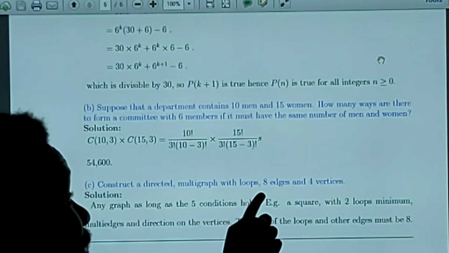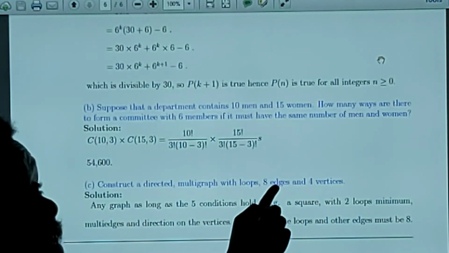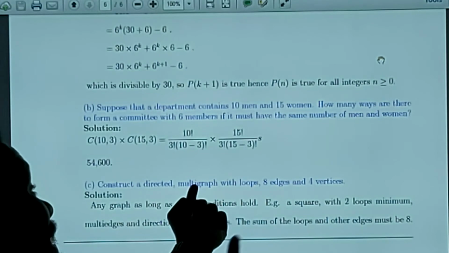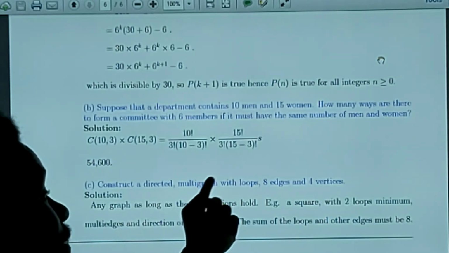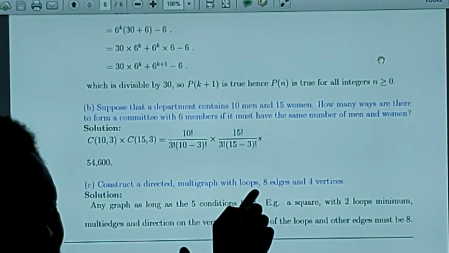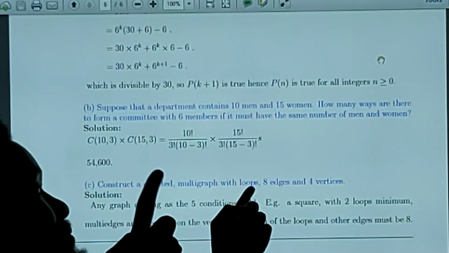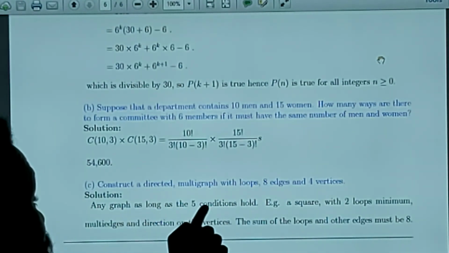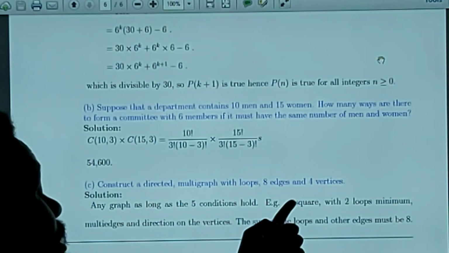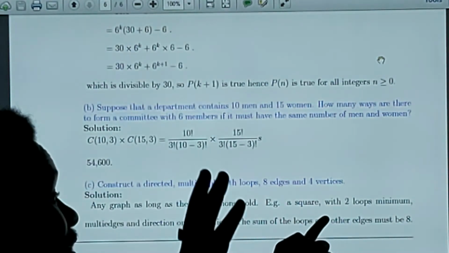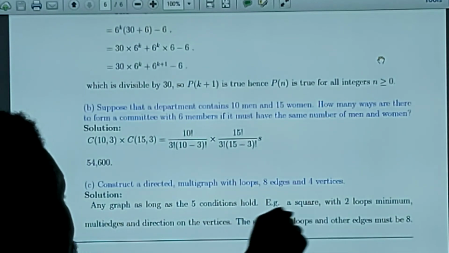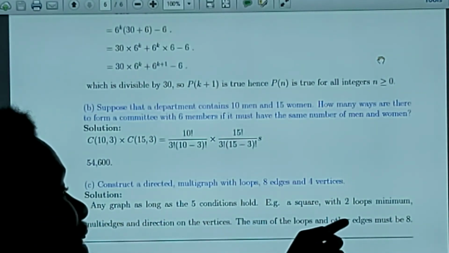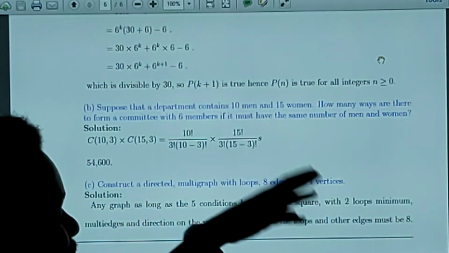Why did I do that? Because the sum of the edges must be 8. That means 2 loops minimum plus some other edges that are multi-edges. They should add up to 8. So you must have at least 2 loops. If you want only one loop, you lose half a mark. So any graph as long as the 5 conditions hold, e.g. a square, because a square has 4 vertices, with 2 loops minimum and multi-edges and direction of the edges. The sum of the loops and the edges must be 8. You get your 5 marks.